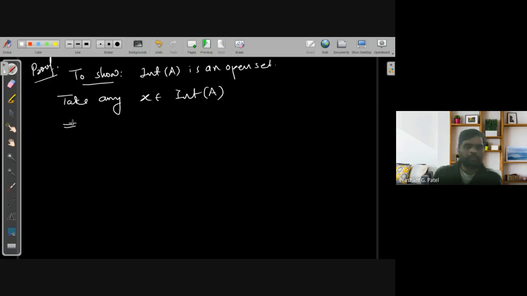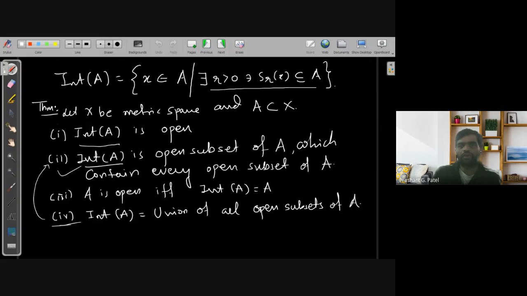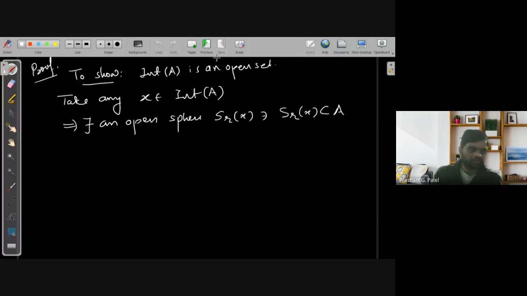If it is a point in this, then there exists an open sphere S_r(x) such that S_r(x) is a subset of A, as per the definition of the interior of A. For every point in this, there exists some neighborhood which is inside that. But this x is an arbitrary point, any point in this interior. So for every point, there will be one neighborhood which is inside A.